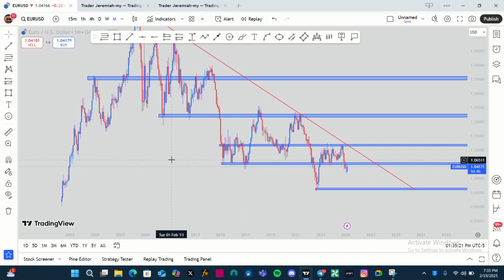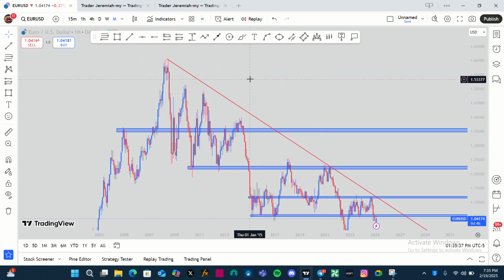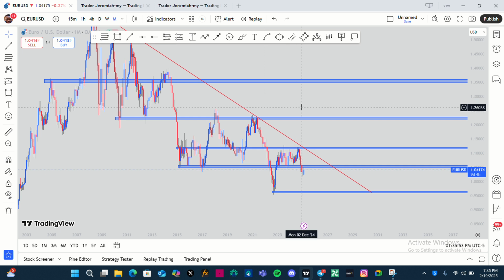When you are drawing your key levels, it needs to be an area that is near where price currently is. It should not be an area like this, where even if price was going to get to this area, it's going to take years before price will get to it. This area as well might take quite some time before price gets here, but I just drew it out for the sake of the example.